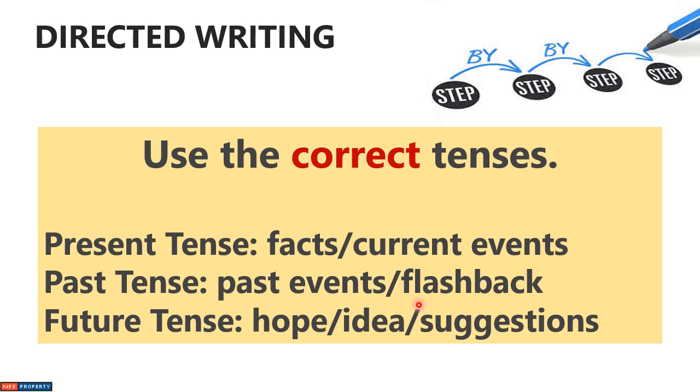Okay, dah lepas kan? And then future tense is something like, oh, I hope, I will do my best to help out in overcoming this issue. That is what we call as hope, idea, and suggestion.